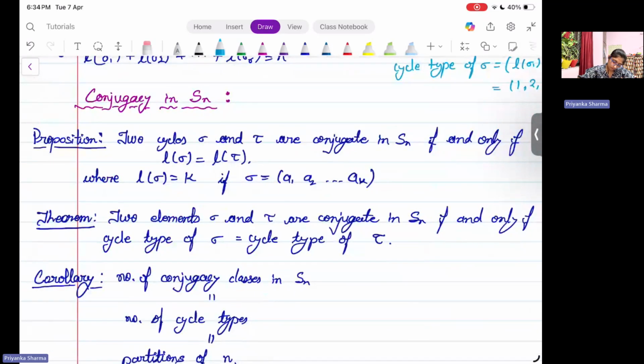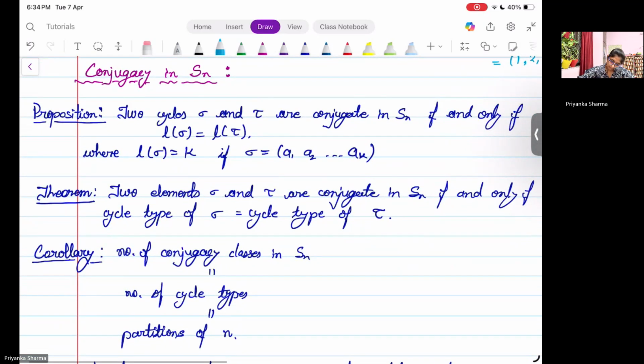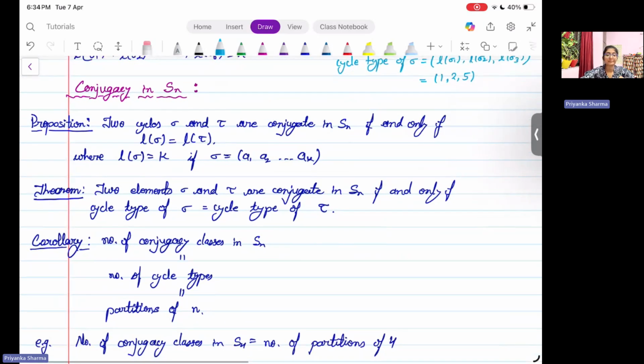Now what is conjugacy in Sn? Two cycles, sigma and tau, are said to be conjugate in Sn if and only if the length of sigma is the same as the length of tau. Okay.